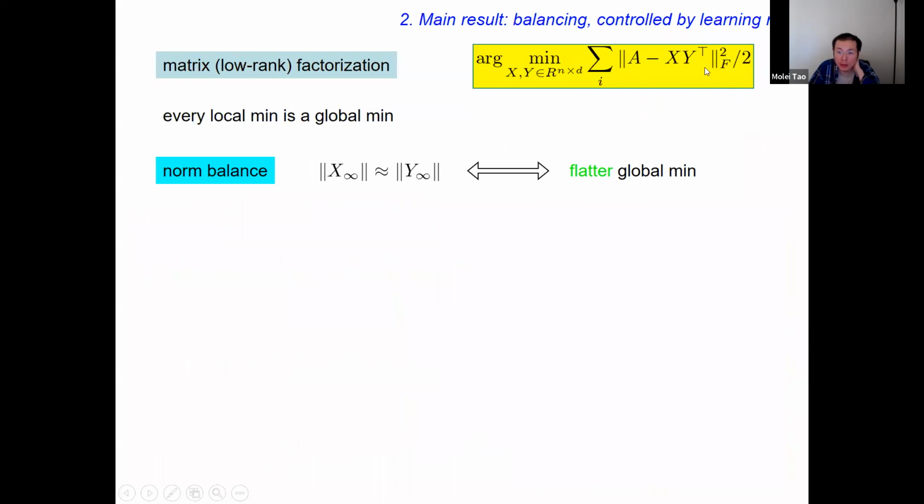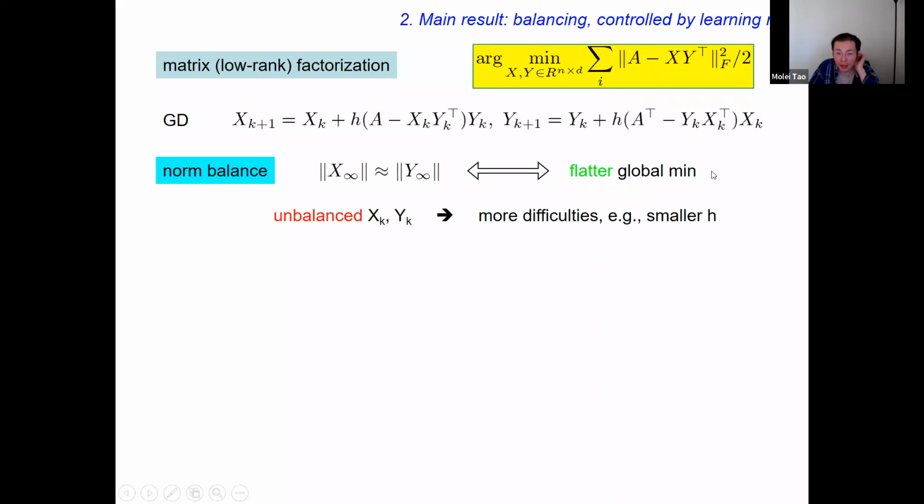So people like to study matrix factorization because, partially, every local minimum of this objective function is a global minimum. If you know stuff like NTK and mean fields, you know there are also connections, but that's beyond what I can do in my time. And among those global minimizers, some of them have balanced norms, some of them don't. And the balance actually matters because you can easily prove that the balanced ones are the flatter ones. They have flatter local geometry.